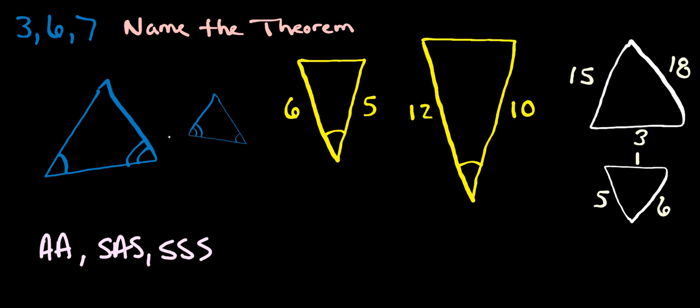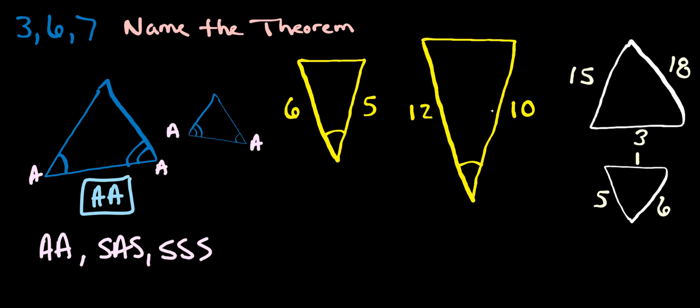Now, if you look at these two triangles, you'll notice that we have an angle right here and here. Then we've got another pair of angles that are congruent. And so as a result, this situation is going to be angle, angle.